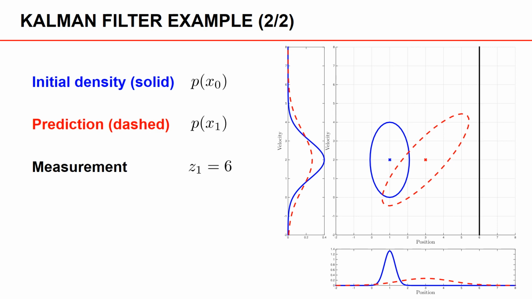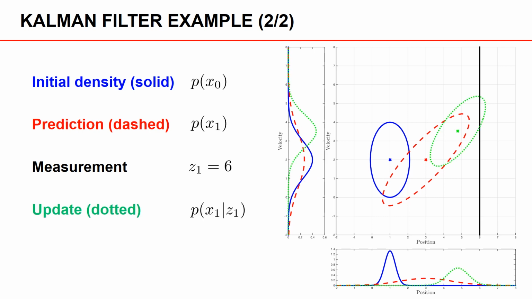At time 1, we measure the position. So suppose that we get a measurement value of 6, here represented by the black line in the figure. After we have used this measurement in the Kalman update, we get this updated density shown by the dotted figure. We predicted the position to be 3 meters, and then we measured it with noise to a value of 6 meters. The updated position value should then fall somewhere in between these two values. And in this example, the updated position is about 4.75.